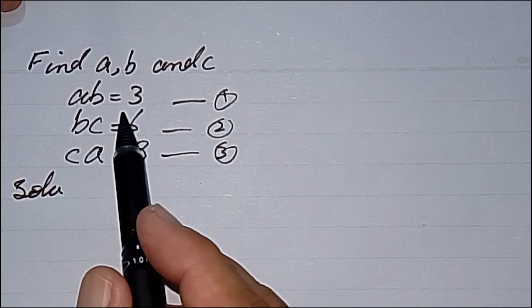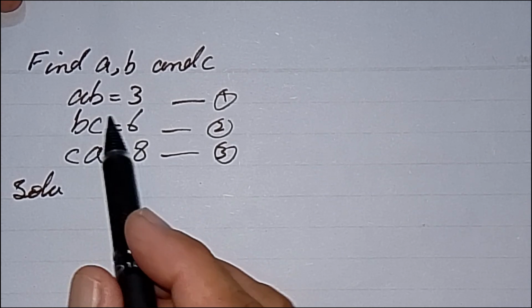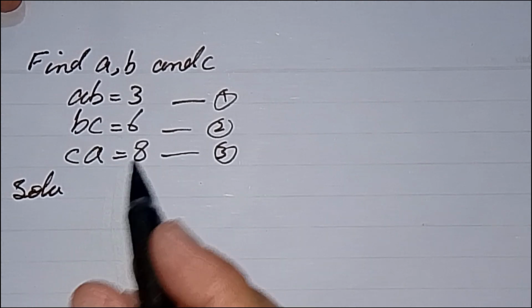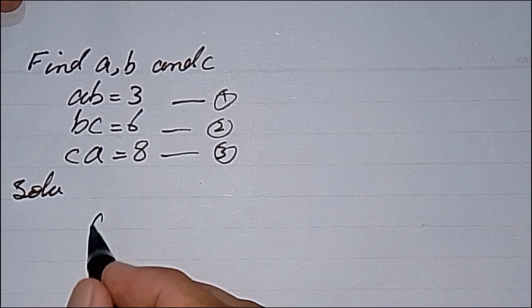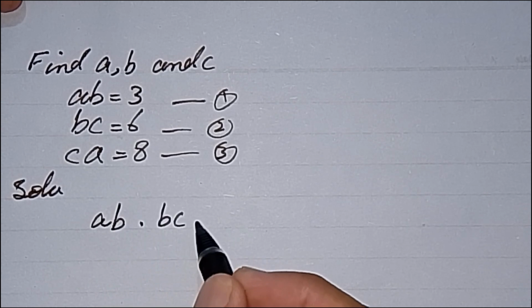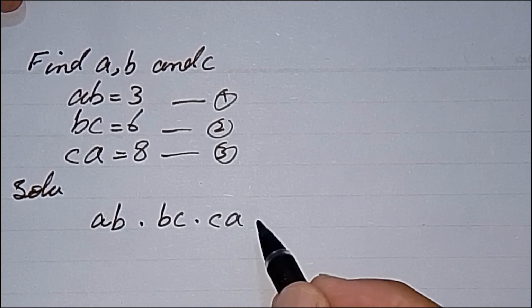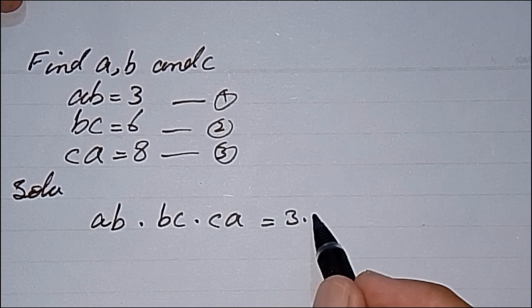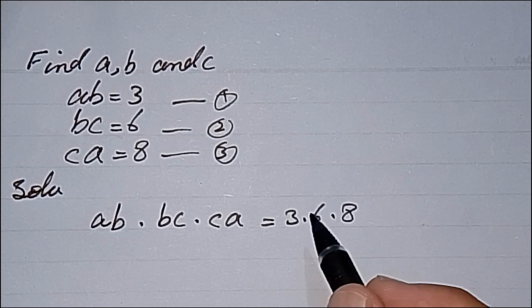First of all, we multiply equations 1, 2 and 3. Then ab into bc into ca is equal to 3 into 6 into 8.